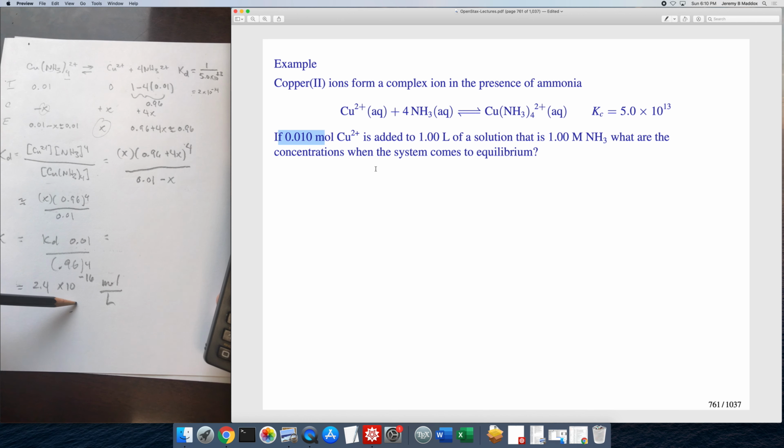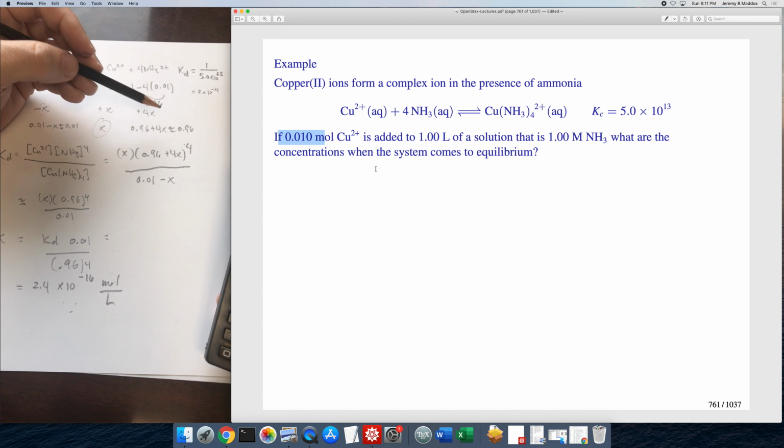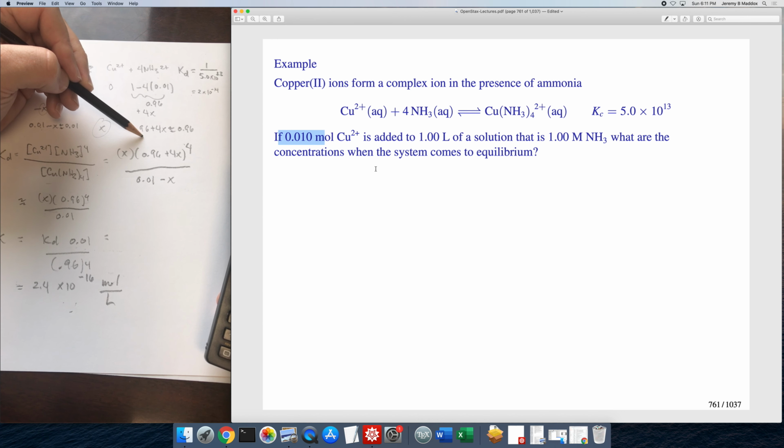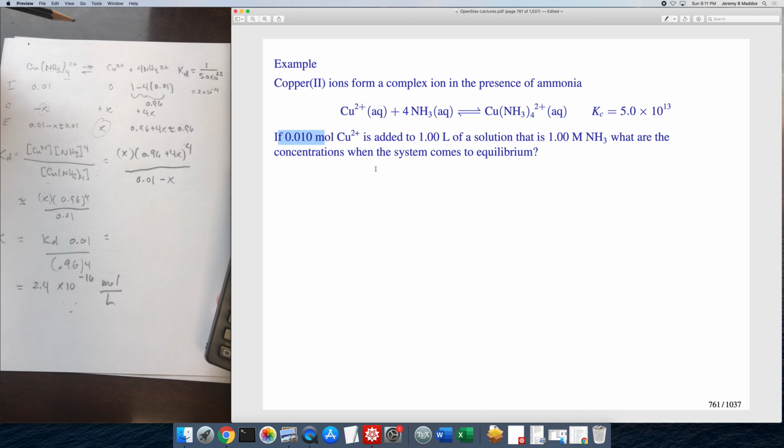10 to the minus 16 is completely insignificant compared to 0.01. It's completely insignificant compared to 0.96. So our approximation was justified. So the equilibrium concentration of the complex ion is just 0.01. There's hardly any free copper, if any. And then the concentration of the ammonia is just 0.96 at equilibrium.